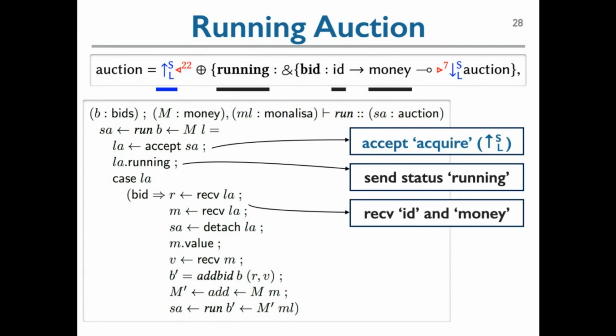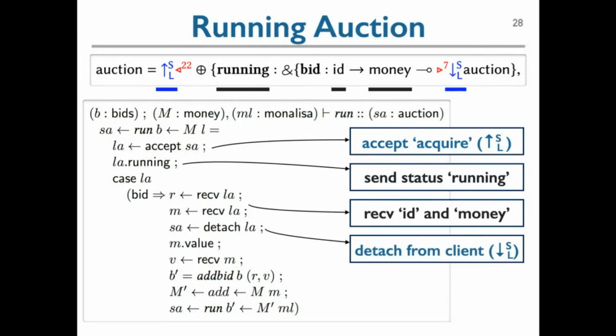So you case analyze on that channel. You receive the bid message. Then you receive the ID and the money in variables R and M. And then you basically detach from the client, which matches the release request. So that's how the interaction happens between the auction and the client.